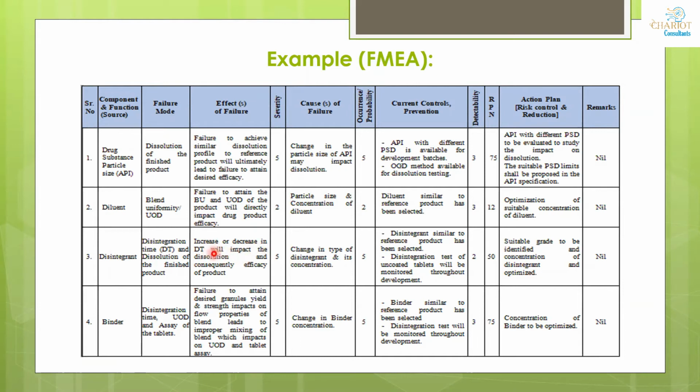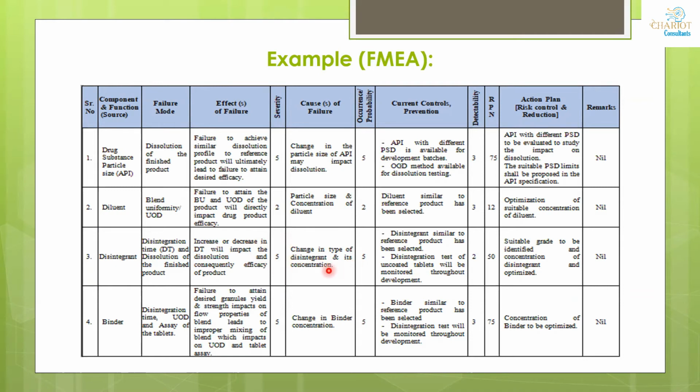Increase or decrease in DT will impact the dissolution and consequently the efficacy of your product. If you are changing the disintegrant concentration, it will impact your DT, whether it increases or decreases. The severity in this case will be high, because disintegrant is a functional excipient. If you are changing anything in the disintegrant, the severity will be high, 5.